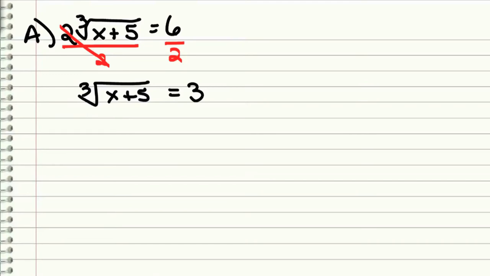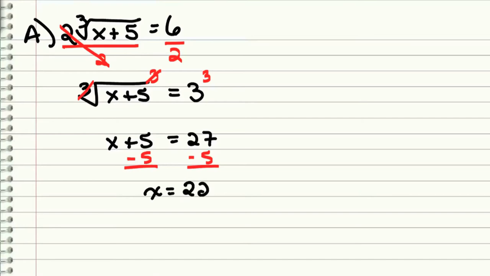And the inverse of a radical is its power. So look at the index. We've got a cubed root. So we're going to take the power of 3 to both sides. And these 3's undo each other, the radical and the power. So we're left with x plus 5 equals 27. And then subtract 5 from both sides. It's a nice linear equation. And we get x equals 22.